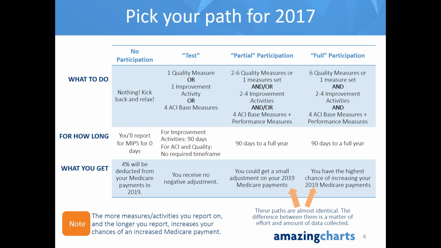Then we have the partial participation, where you report on a small number of measures, and you need to do those activities for a minimum of 90 days throughout 2017. And then we have full participation, where you do as much as you can for as long as you can. Think of partial and full as being on a continuum. The more measures and activities you do, and the longer the period for which you report, the better your chances are of increased Medicare payments in 2019.